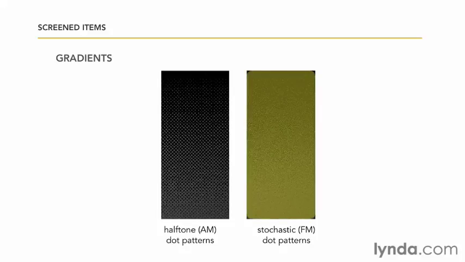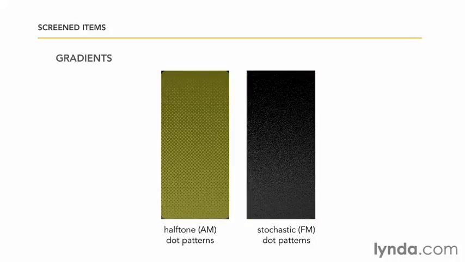This is one of the reasons why you can get very high-quality, near continuous tone looks on an FM printing device, because you're working with such small dots. It more closely resembles what a continuous tone image looks like. Whereas with an AM dot, there's a definite pattern in there that the eye picks up.